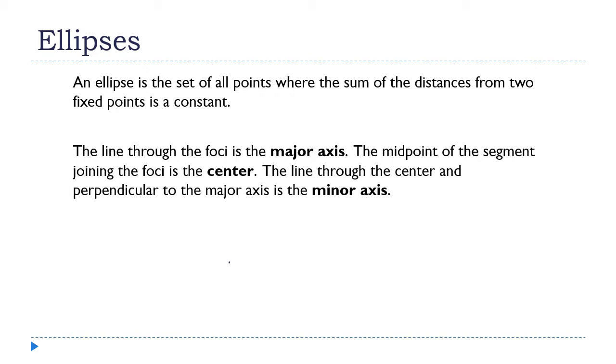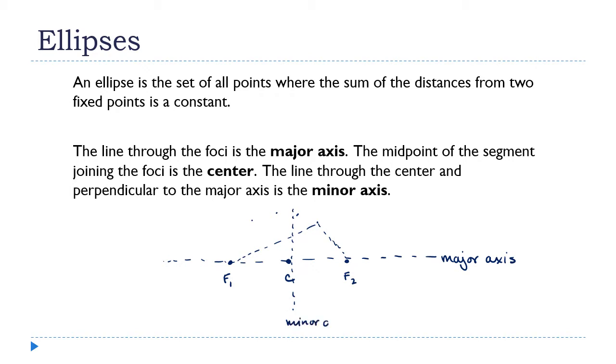So we're going to have these two fixed points. We're going to have all these other points around the edge here where this distance plus this distance is a constant. All right, these 2 points are the focal points. The line running through them is the major axis, right? The midpoint of the segment between the two focal points, it's just this midpoint here, that's the center. And the line that goes through the center and is perpendicular to the major axis is the minor axis.